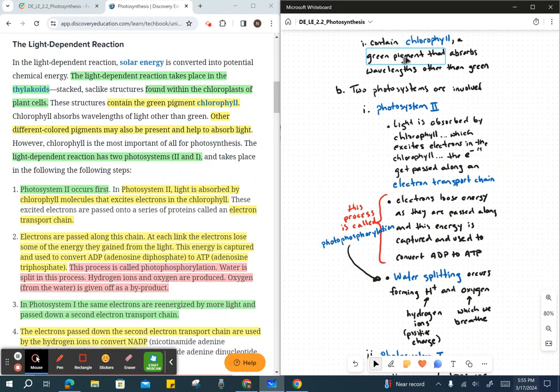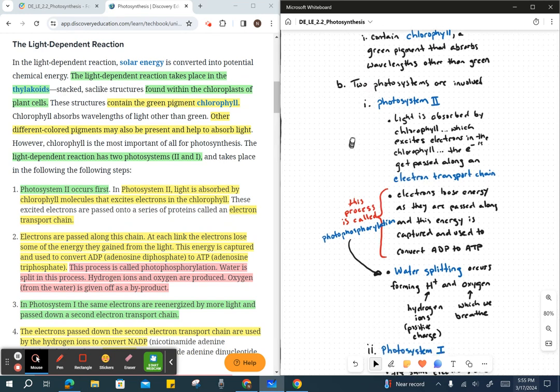So this green pigment actually absorbs many of the wavelengths of light. The only color it does not absorb is green. So it reflects it, and that's why plants appear green, because you're seeing the non-absorbed green wavelengths.